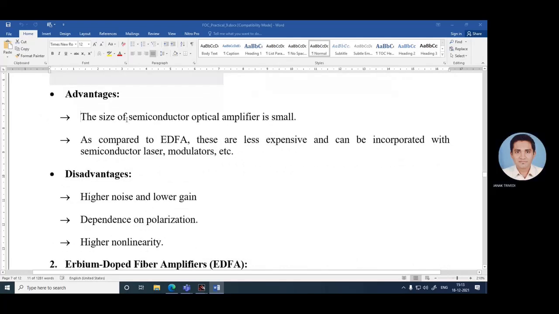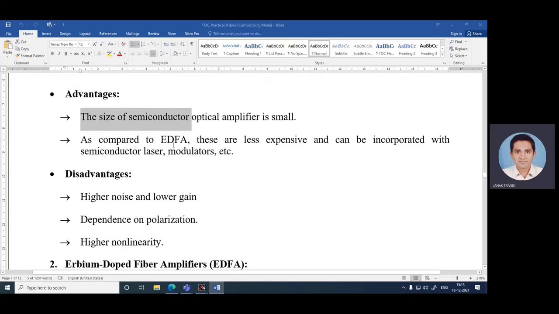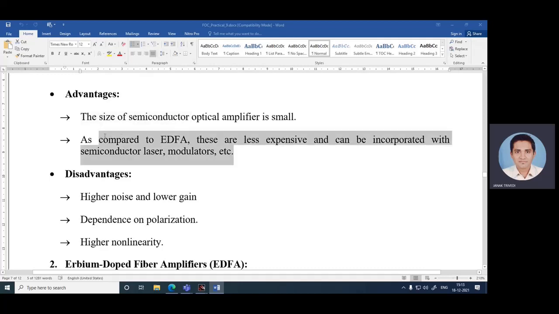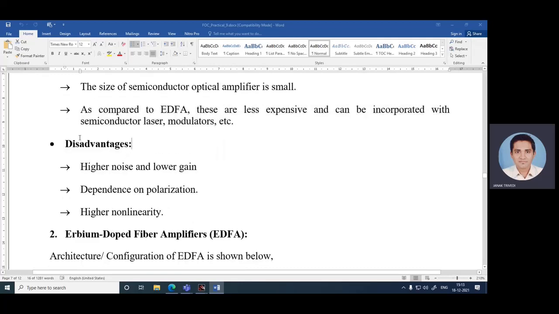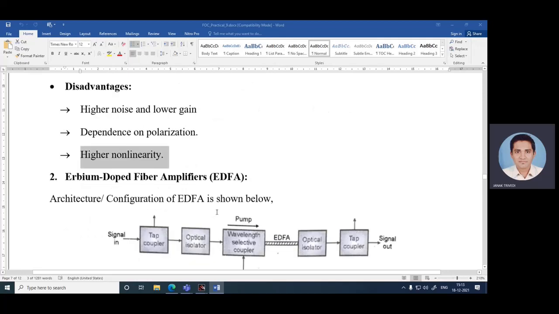Advantage: the size of semiconductor optical amplifier is small as compared to EDFA. These are less expensive and can be integrated with semiconductor laser, modulator, etc. Disadvantage: higher noise and lower gain, dependence on polarization, and higher non-linearity.